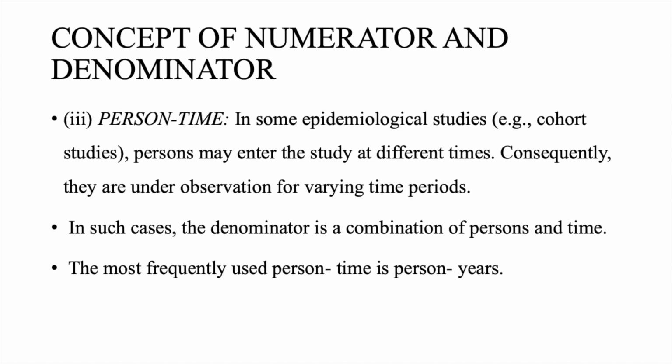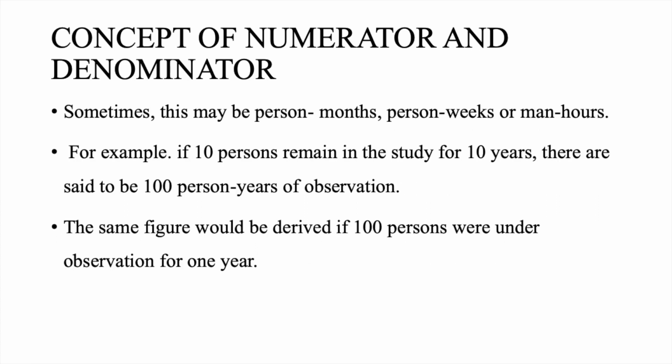Then the third one is the person time. In some epidemiological studies, persons may enter the study at different times. Consequently, they are under observation for varying time periods. In such cases, the denominator is a combination of persons and time. The most frequently used person time is person years. Sometimes this may be person months, person weeks, or man hours.